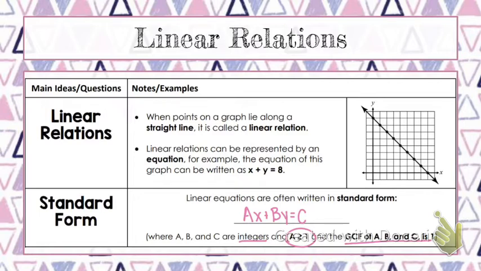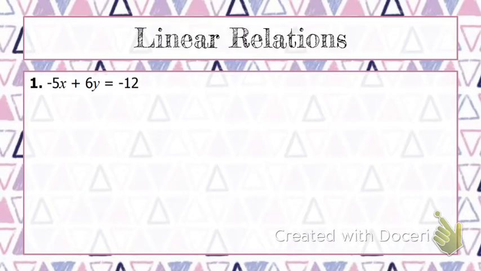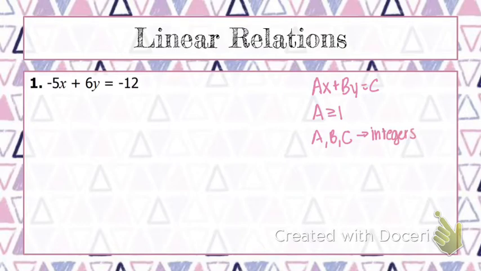So let's look at some examples and actually put this into practice. So we want to write this equation in standard form. And remember that standard form is ax plus by equals c, and a has to be greater than or equal to 1, and a, b, and c are all integers, and the GCF of a, b, and c equals 1. Okay, so this is already actually in ax plus by equals c form.